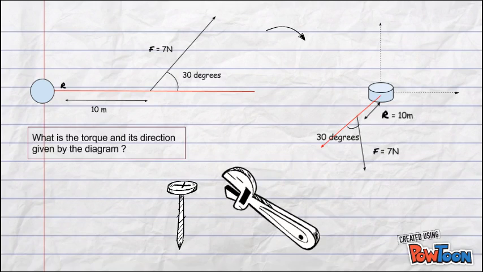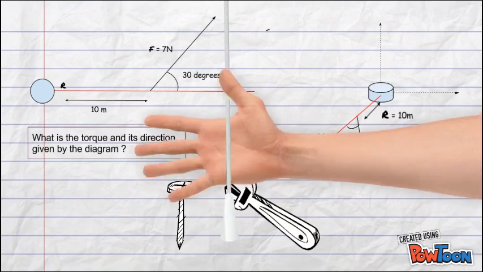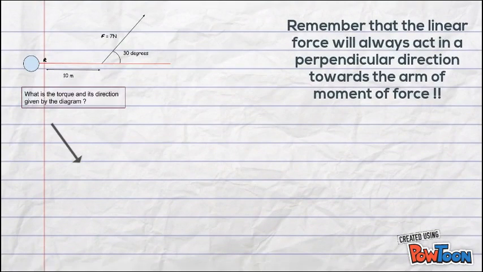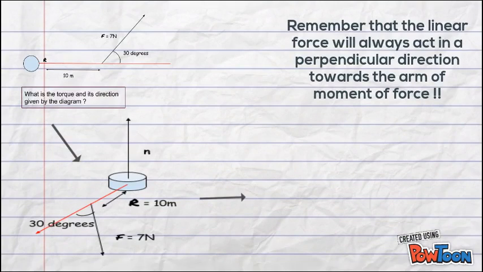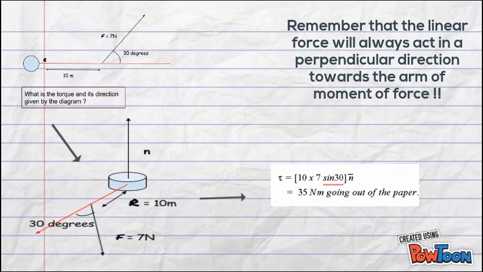Now, given a red line of 10 meters, it represents the distance from the axis of rotation to where a 30-degree force is acting towards the R. So how do we find the magnitude of the torque? By simply substituting all the values that were given by the diagram into the equation of torque, and you will get a resultant 35 newtons of torque.